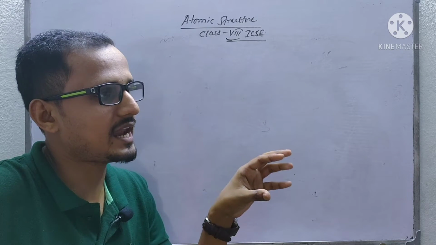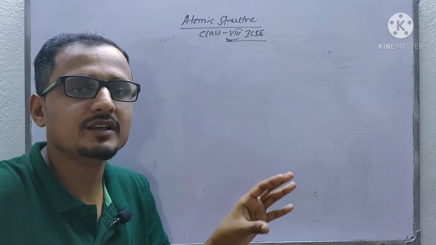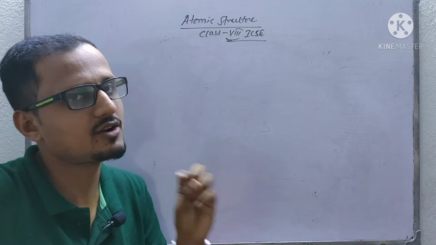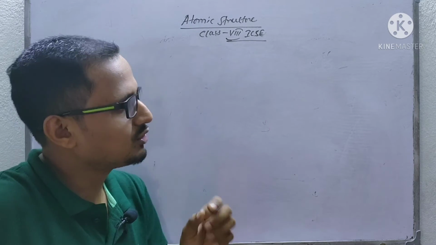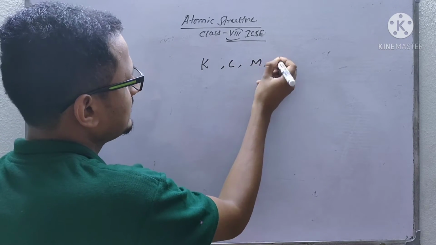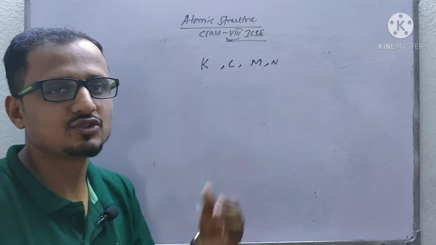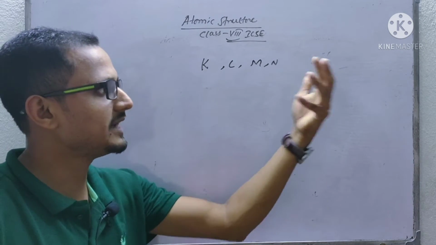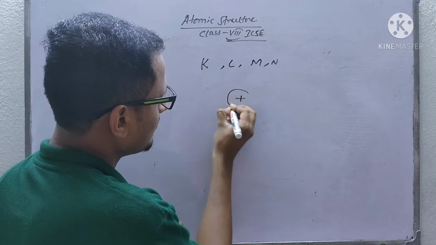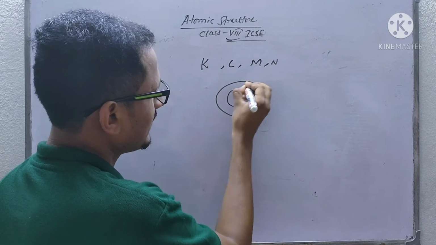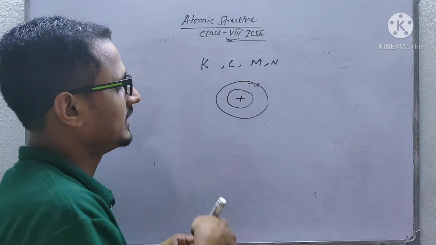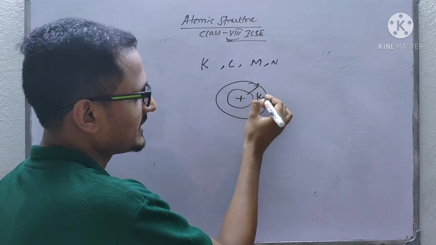Electrons will rotate around the nucleus in a circular orbit, in certain stationary orbits. Those orbits will be named K, L, M, N, like this. The first orbit will be named K, and L, M, N, and so on. Now when an electron is revolving around the nucleus in a certain orbit, say this electron is revolving in the K orbit.